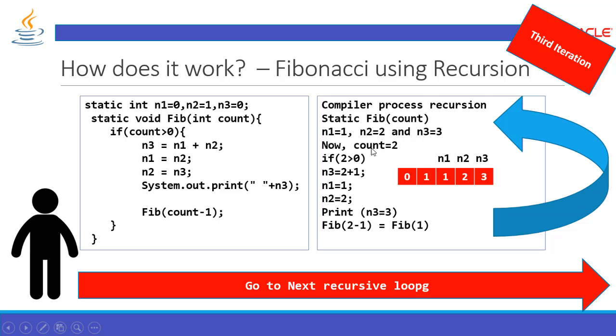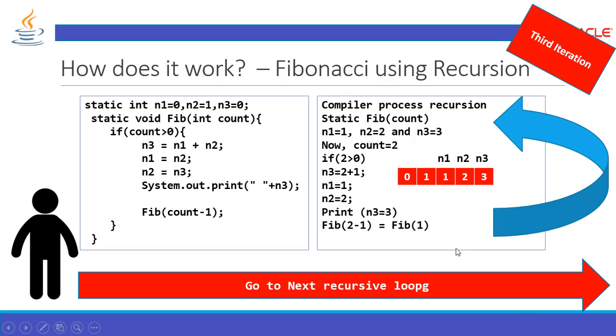Now count is equal to 2, n1 is 1, n2 is 3. Now in this condition, it's true, count 2 is greater than 0. So this time, n1 plus n2 is 2 plus 1, which equals 3. So n3 is 3, n1 is 1, and n2 is 2. And count is still greater than 0 because 2 minus 1 is equal to 1.